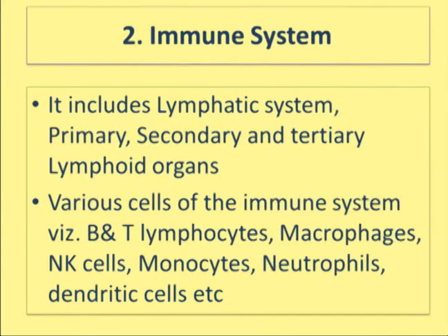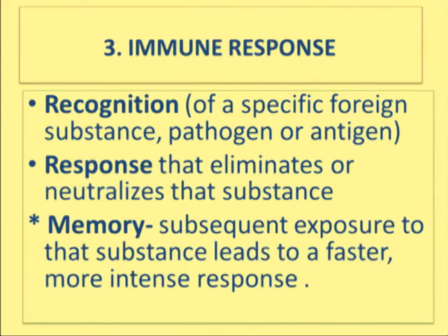Along with it, it comprises the lymphatic system, and primary, secondary and tertiary lymphoid organs. There are a variety of cells which play an important role in the various features and capacities of the immune system, which includes B and T lymphocytes, macrophages, NK cells, monocytes, neutrophils and dendritic cells. All these cells provide us a very strong defense against a variety of foreign molecules and microorganisms. We will be discussing the role of all of these cells one by one in the coming slides.